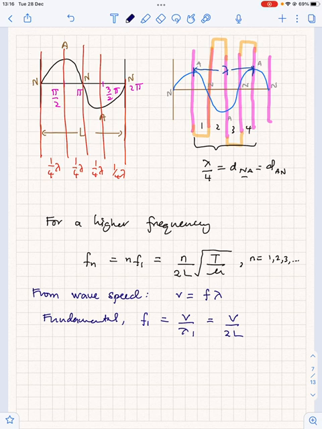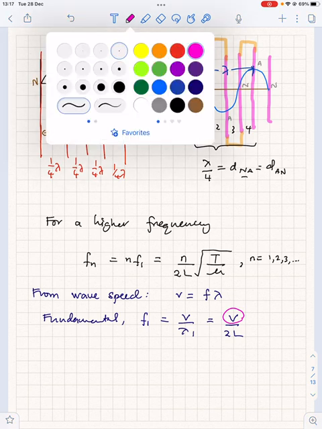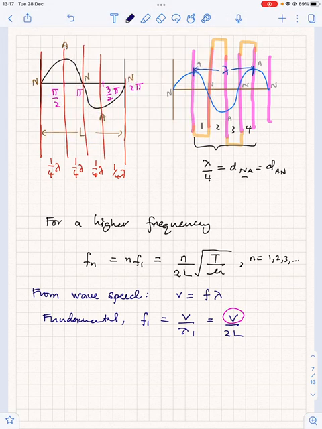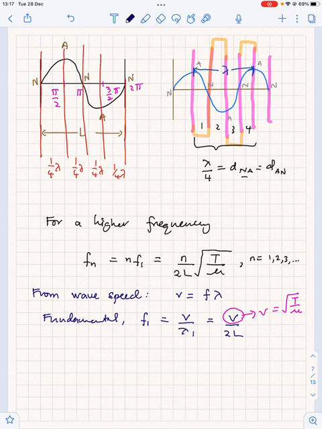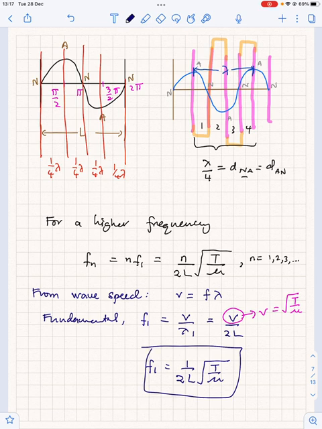What is V? We already found it in the previous chapter: V is the square root of T over mu. So we substitute this. We have F1 equals 1 over 2L times the square root of T over mu. So this one is the fundamental.